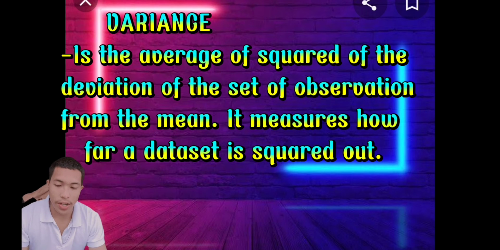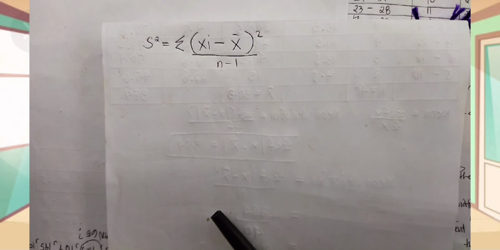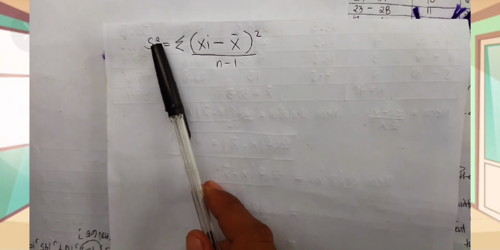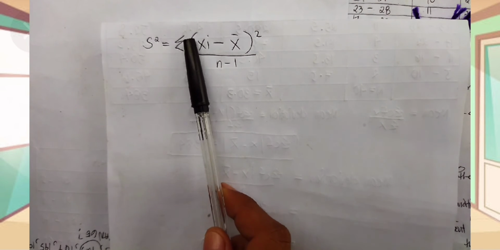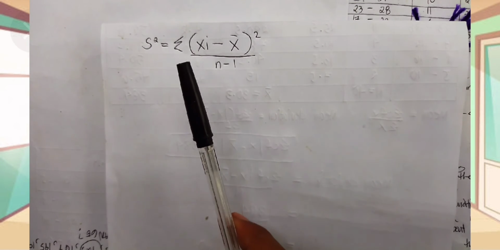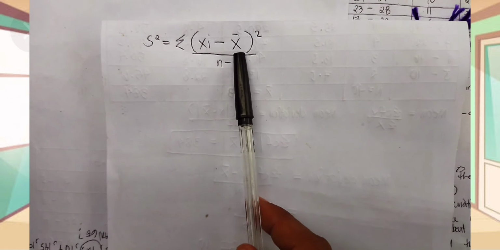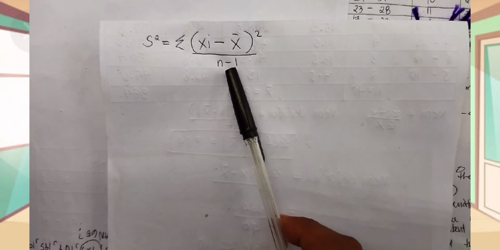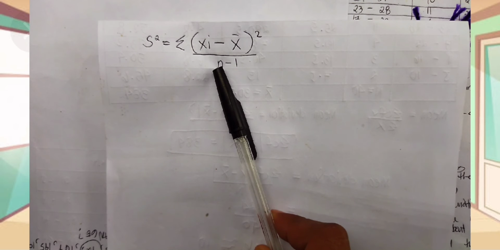So now, since we are done with mean absolute deviation, let us proceed to the next topic, which is the variance. So what is variance? Variance is the average of the squared deviations of the set of observations from the mean. It measures how far a data set is spread out. Variance is presented as s squared, where s represents the sample deviation and s squared is the variance of the sample, and it's equal to the sum of the squared differences between the data points and the sample mean, represented by the variable x bar, divided by n minus 1, where n is the size of the sample.